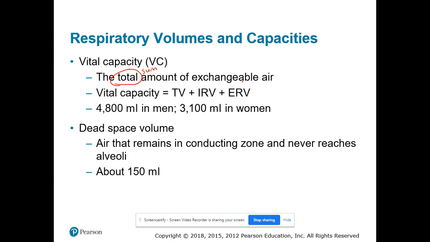The next one we're going to learn about is called dead space volume. This is air that remains in your conducting zones and never reaches your alveoli in your lungs. Remember, your conducting zone includes things like your pharynx, your larynx, your trachea, even your bronchi. So this is air that's in those different passageways that isn't all the way to your lungs. This is about 150 milliliters.